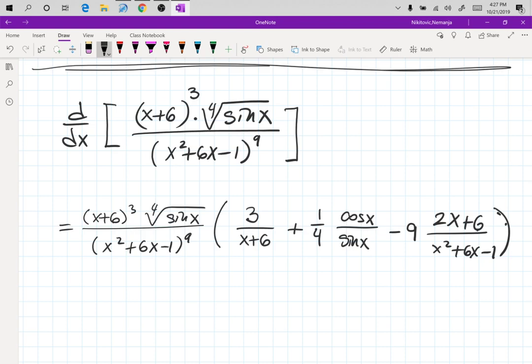Cosine over sine you can write as cotangent. That's the only step. And you can factor out 2x plus 6. You can factor out 2 and make that 9 into 18. But you can't do much more than that. It's just a cosmetic change. We are not changing the problem fundamentally in any way. So that was taking the derivative of that insane problem just by looking at it.